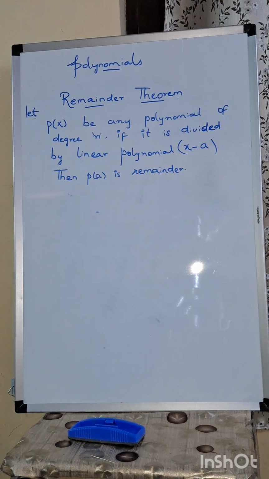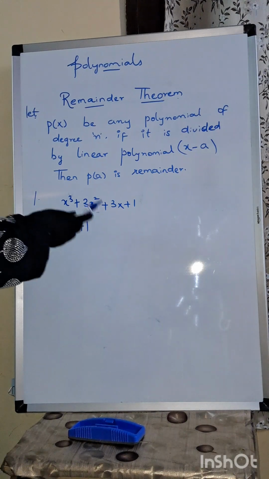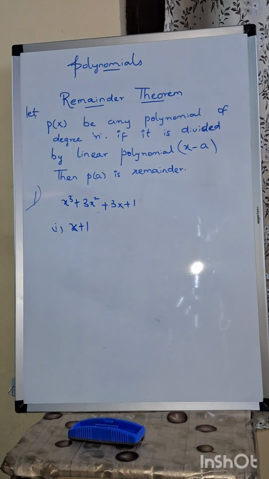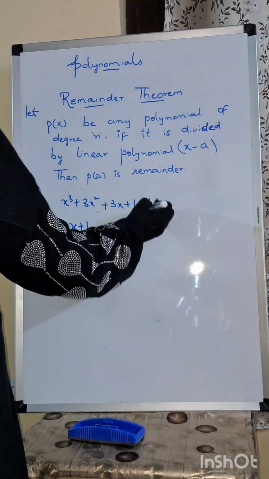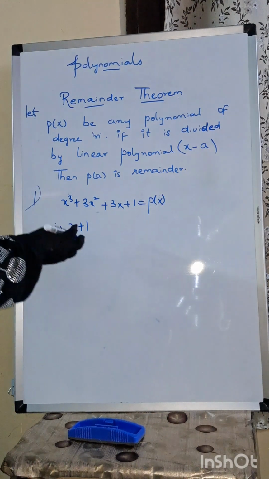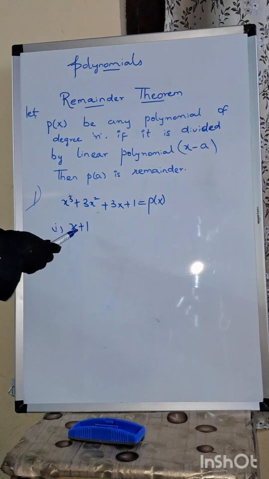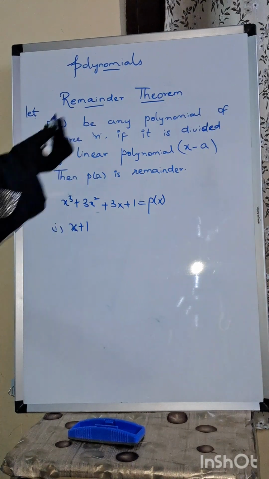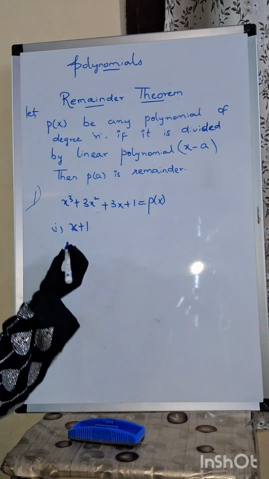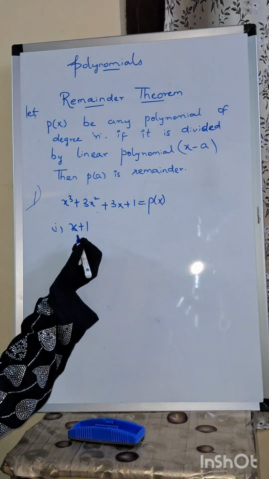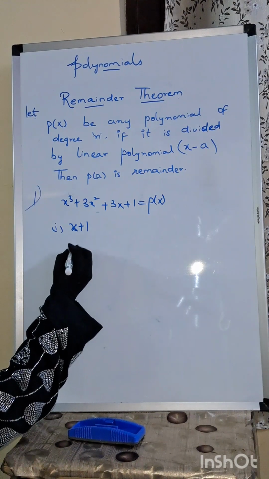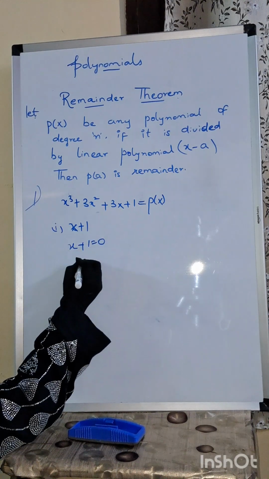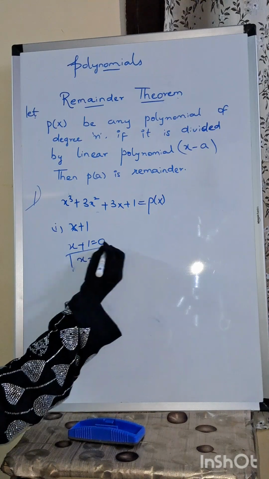So your first question in exercise 2.3 is: find the remainder when x cube plus 3x square plus 3x plus 1 is divided by x plus 1. Okay, so this is nothing but your p of x, right? And this is nothing but x minus a. It means x plus 1, right? So what we have to do? We have to find p of minus 1. See here, x plus 1 is equal to 0. x is equal to plus 1, I am sending that side, it will become minus 1, right?